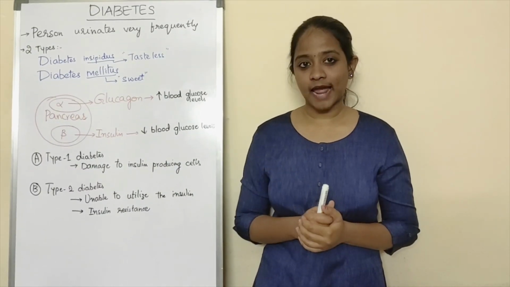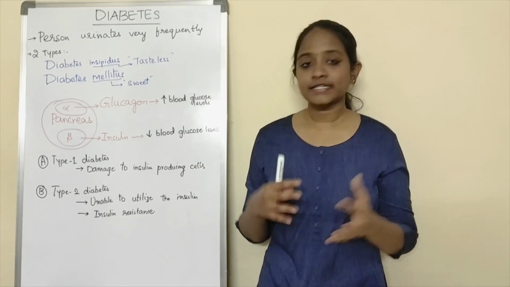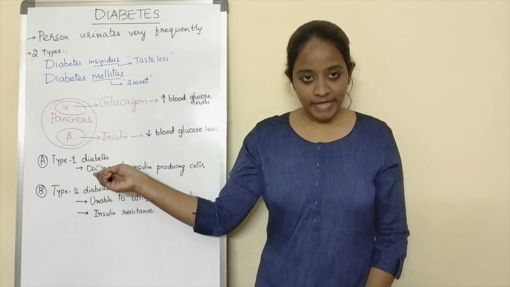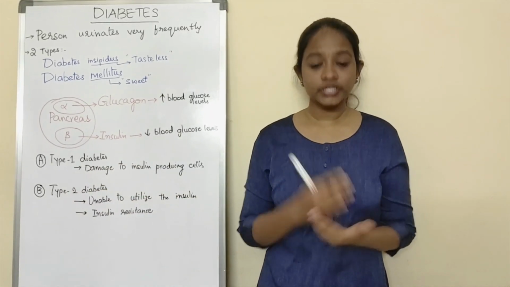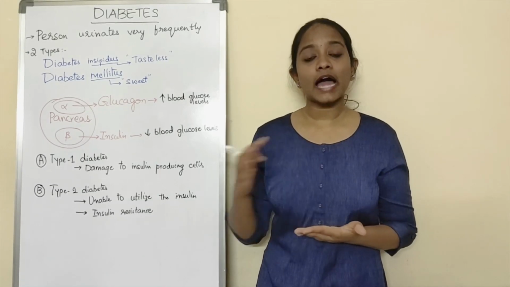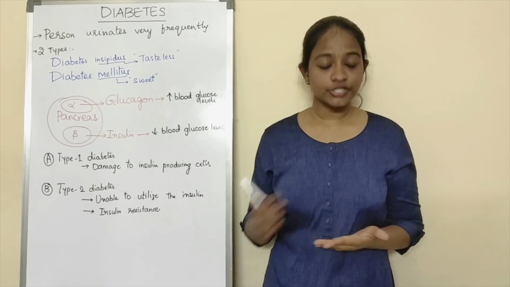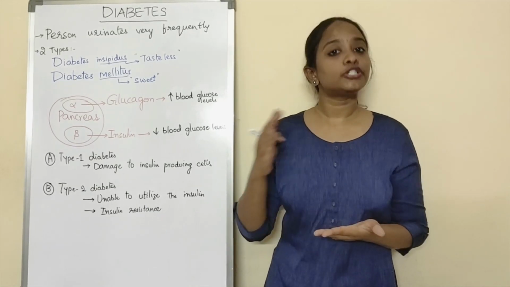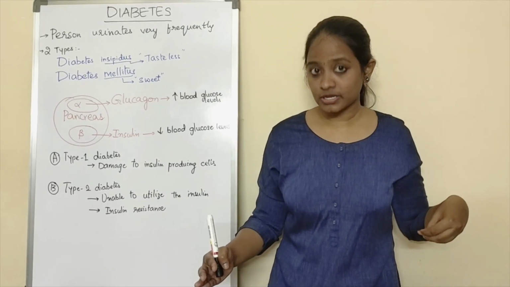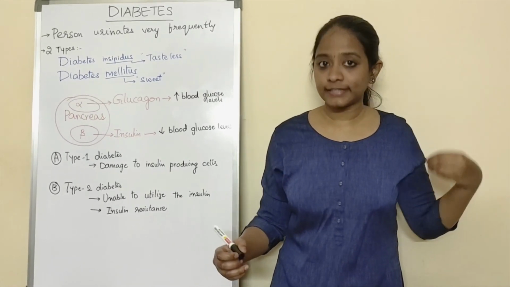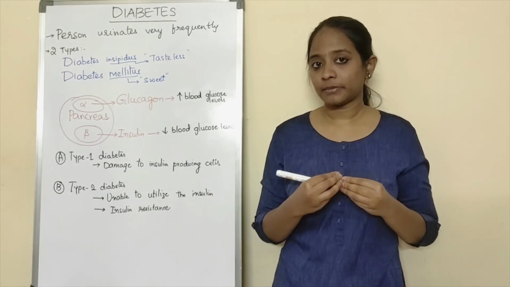Now let us understand the two types of diabetes mellitus. Diabetes mellitus is again divided into two types, type 1 diabetes and type 2 diabetes. Type 1 diabetes is a condition in which the person is unable to produce insulin. Type 2 diabetes is a condition in which the person is able to produce insulin, but the cells cannot take up the glucose. The cells cannot take the signal from the insulin. Let us now know about type 1 diabetes in detail.